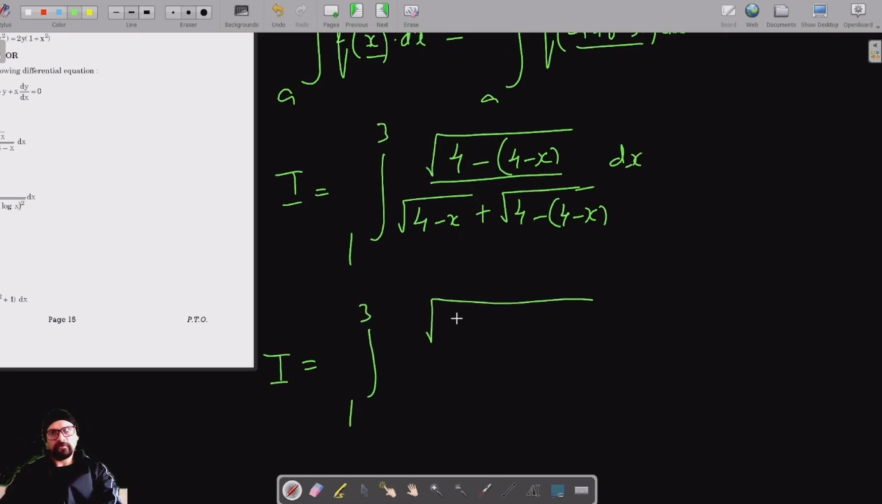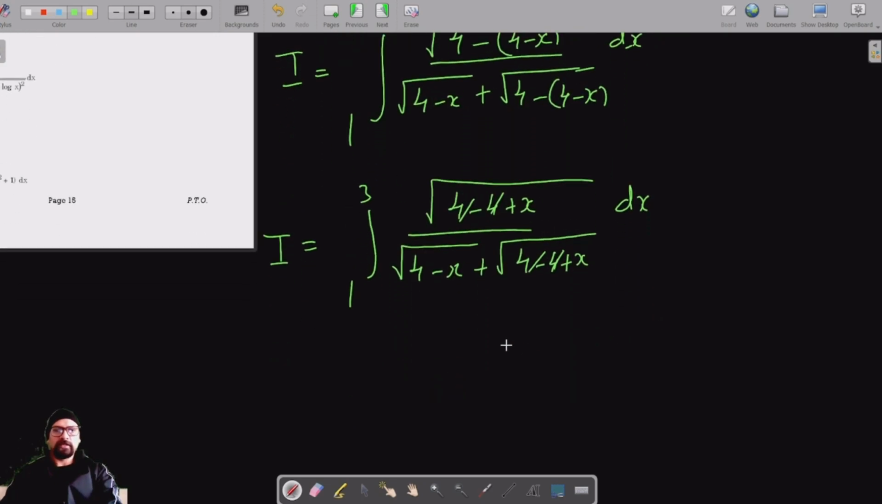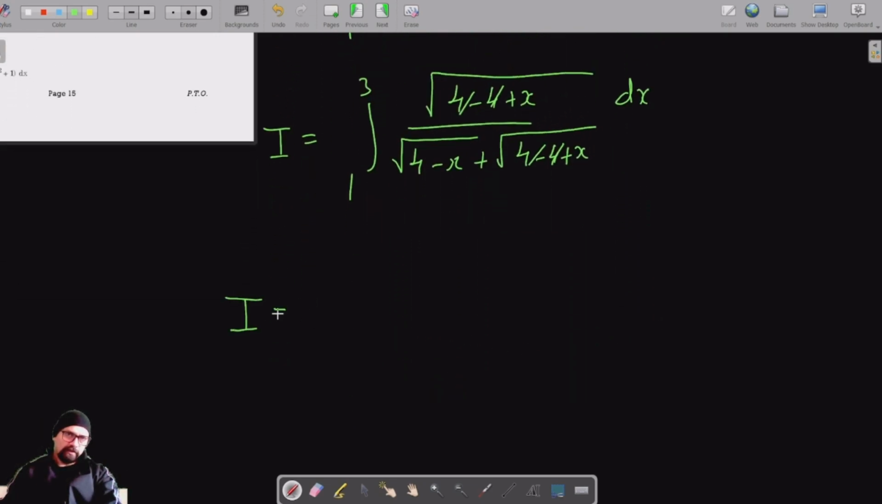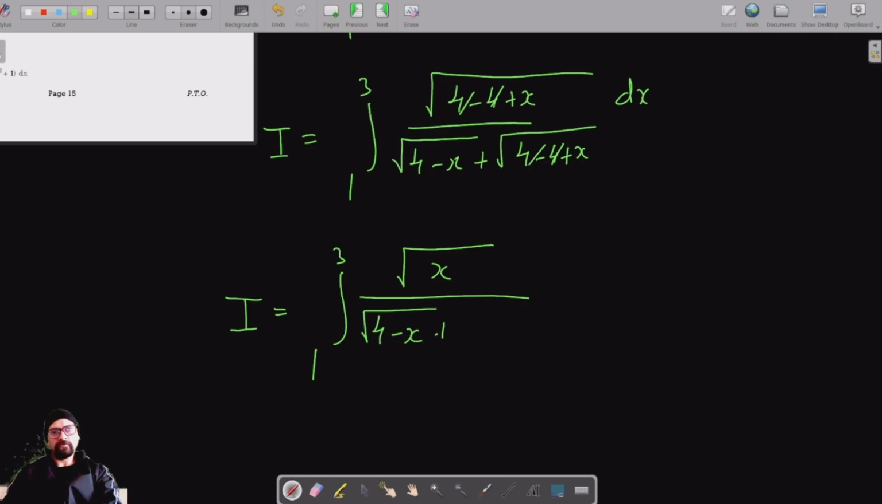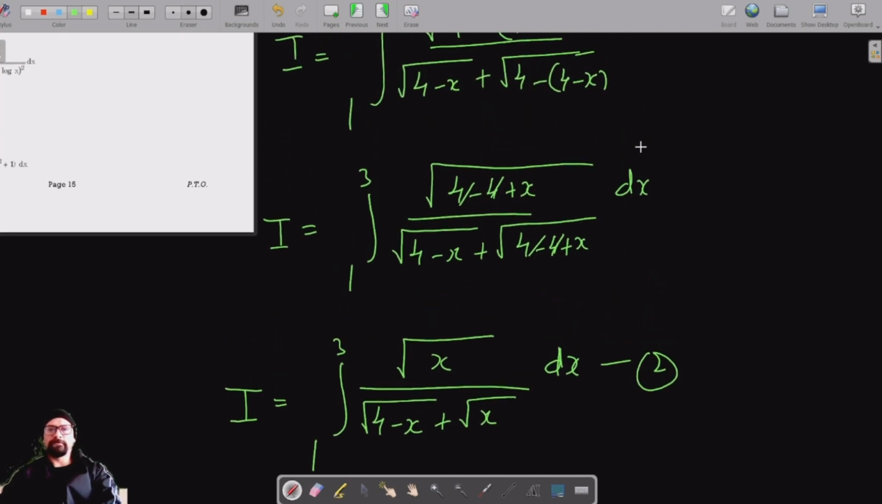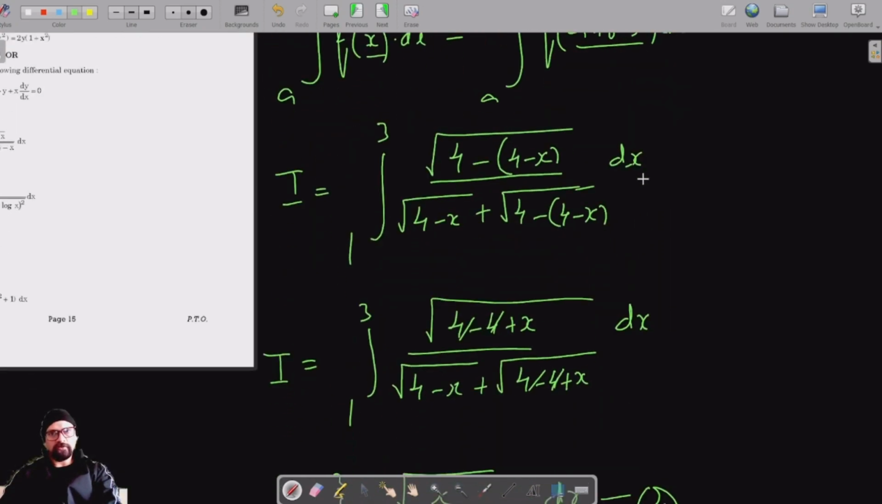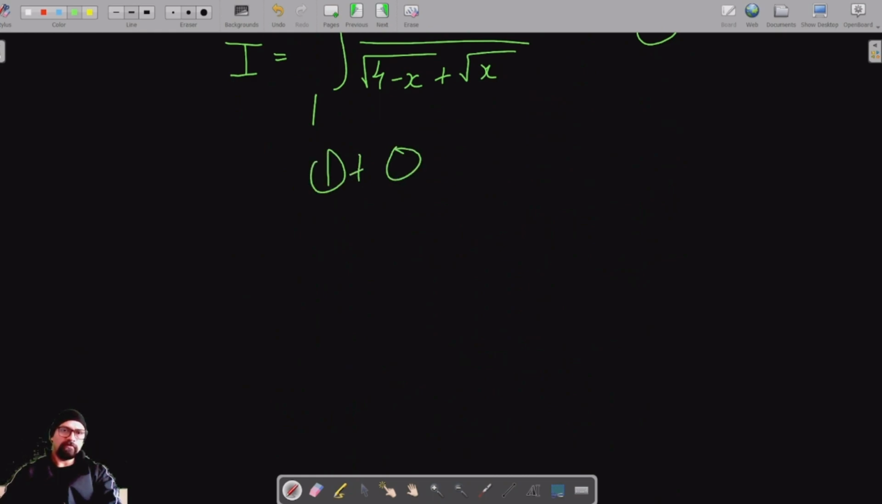So now let's open up the bracket, which is 4 minus 4 plus x upon under root of 4 minus x plus 4 minus 4 plus x. So this gets cancelled, this gets cancelled. And now I is equal to the integration of 1 to 3 of root x upon root of 4 minus x plus under root x. Okay, let's say this is our second equation and we are going to add 1 and 2. So 1 plus 2 gives I plus I is 2I.